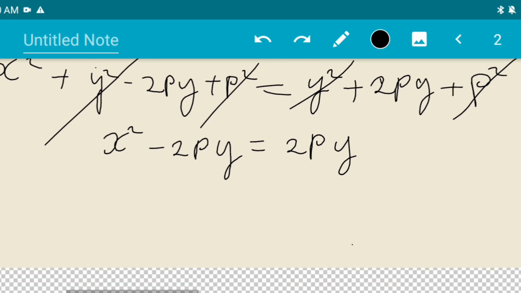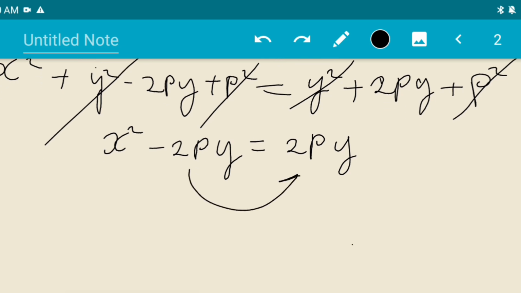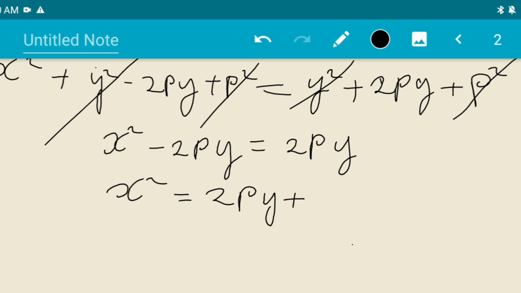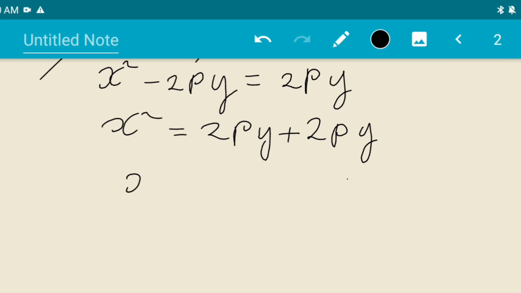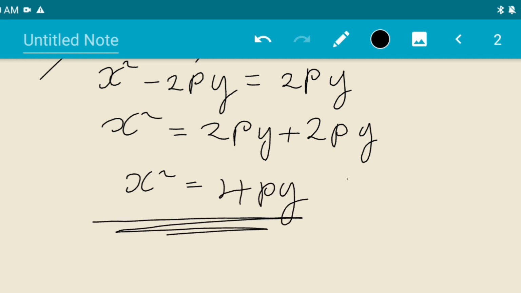This one has a negative, the other has a positive. So let's take this one to the other side. Of course, we don't take it to the other side. We add both sides by 2py. They may cancel out. But to simplify things, let's say it jumps. So this would be x squared is equal to 2py, plus, because the sign will change, 2py. So this here will be x squared is equal to 4py. So colleagues, we're done. This here is our equation for a parabola whose orientation is like this.